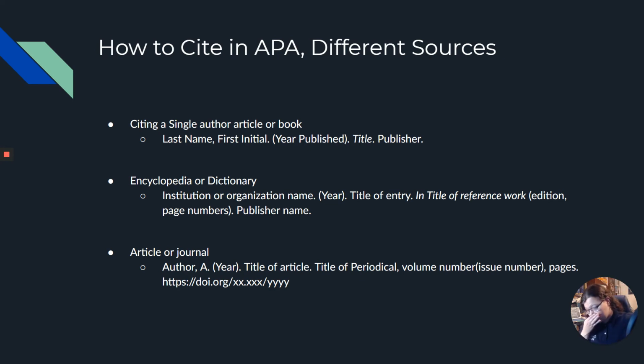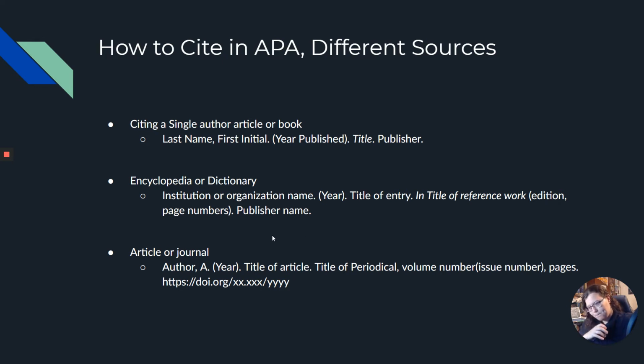If you're wanting to cite an encyclopedia or a dictionary, you'll want to include the institution or organization's name, the year that encyclopedia or dictionary was published, the title of the entry, the title of the reference work and edition page numbers, and the publisher's name.